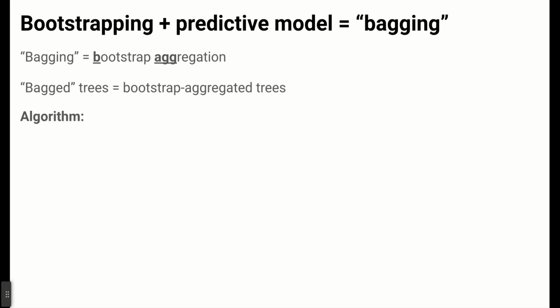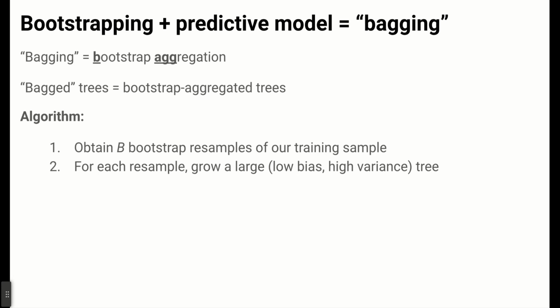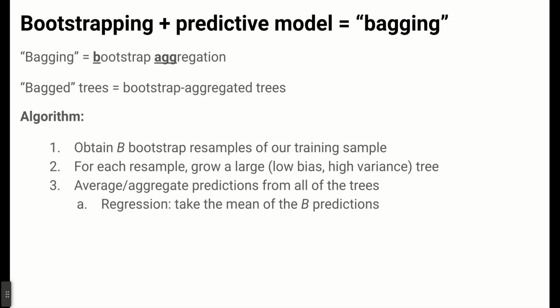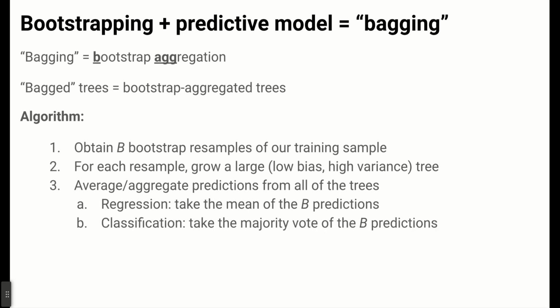To make all of these ideas precise, let's go over the bagging algorithm for trees. We first use bootstrapping to obtain a large number, B, of resamples from our original training sample. Using each resample, we grow a large, complex, so low bias, high variance tree. Finally, we average or aggregate the predictions from all B trees. This aggregation is different for regression versus classification trees. For regression trees, we take the mean of the B predictions. For classification trees, we take the majority vote of the B predictions.